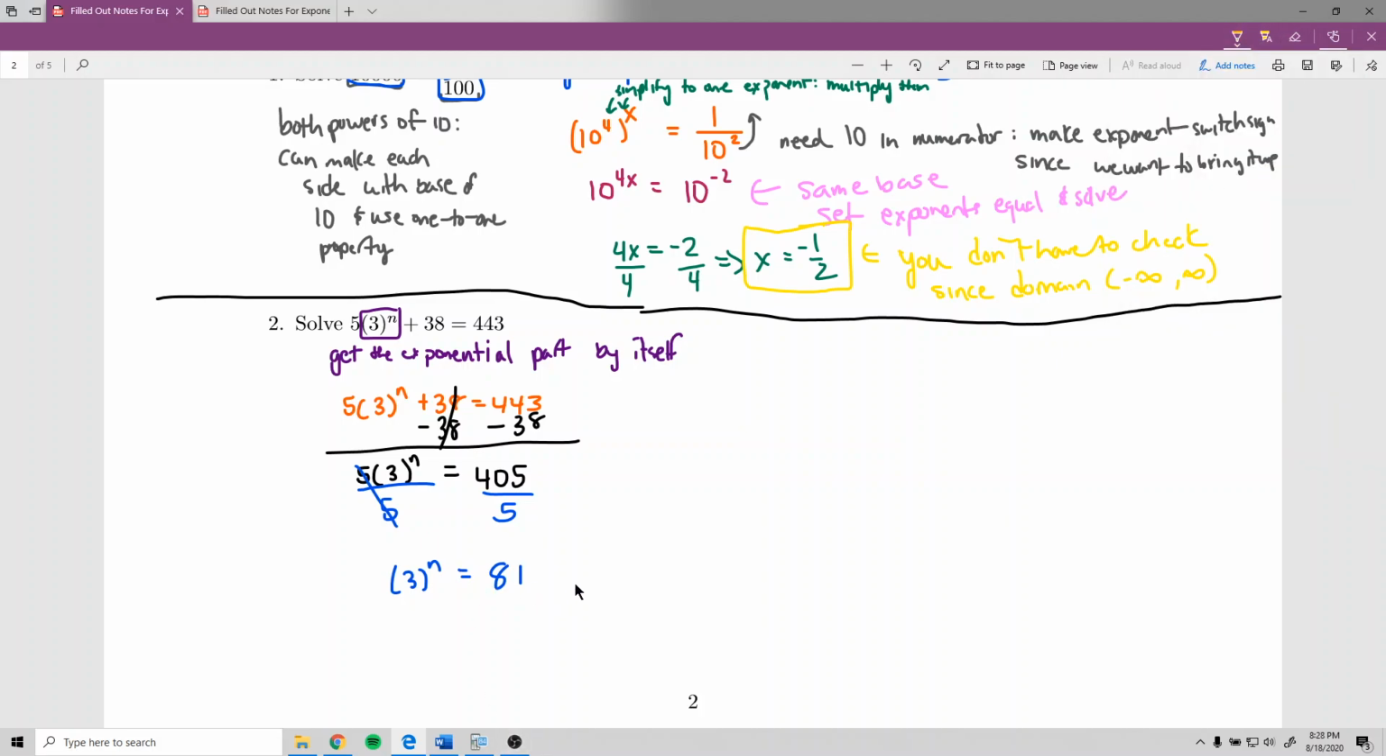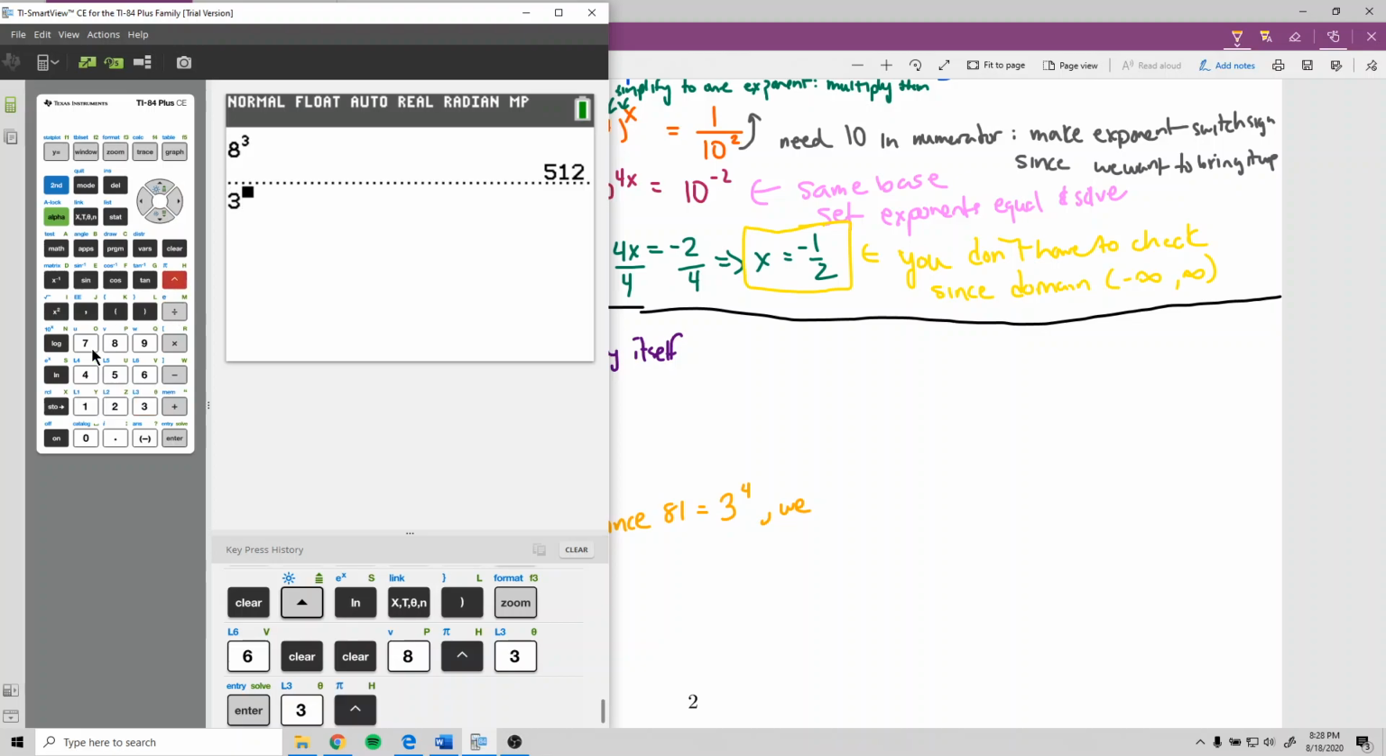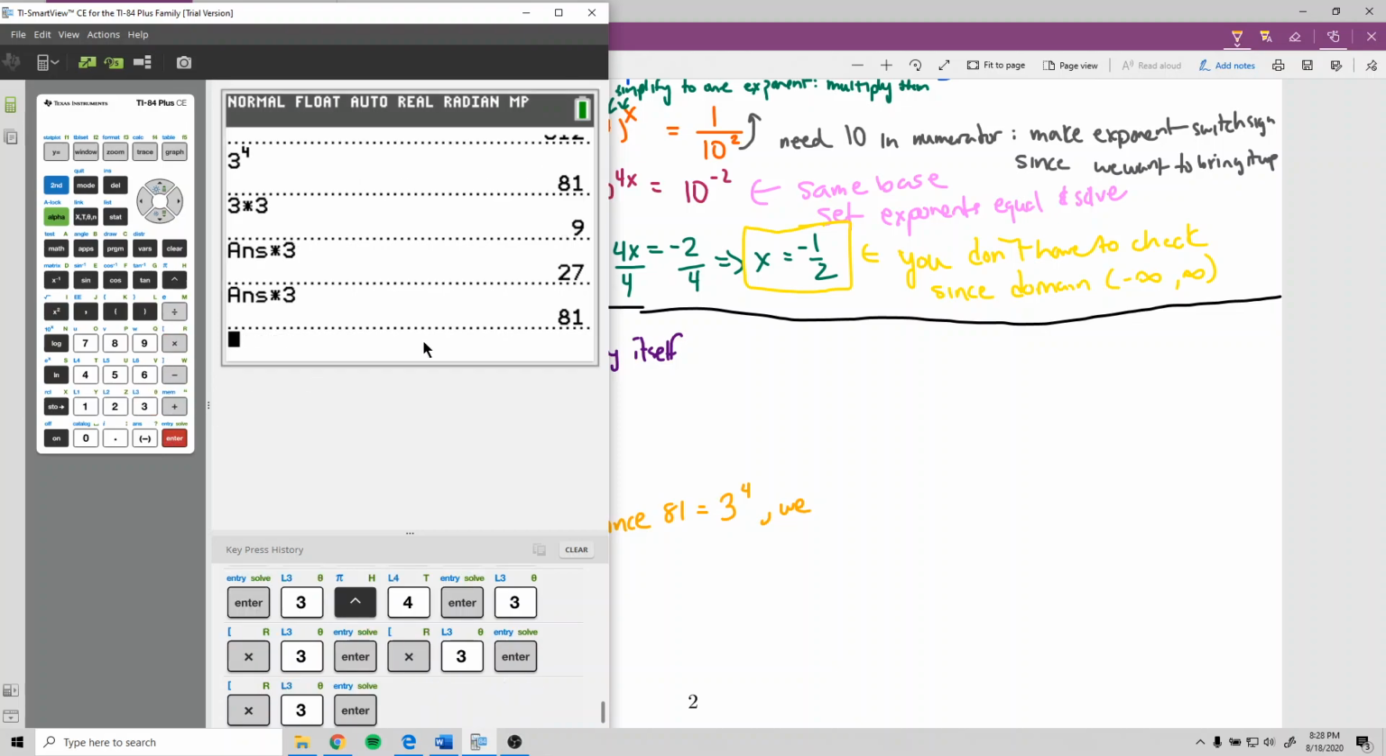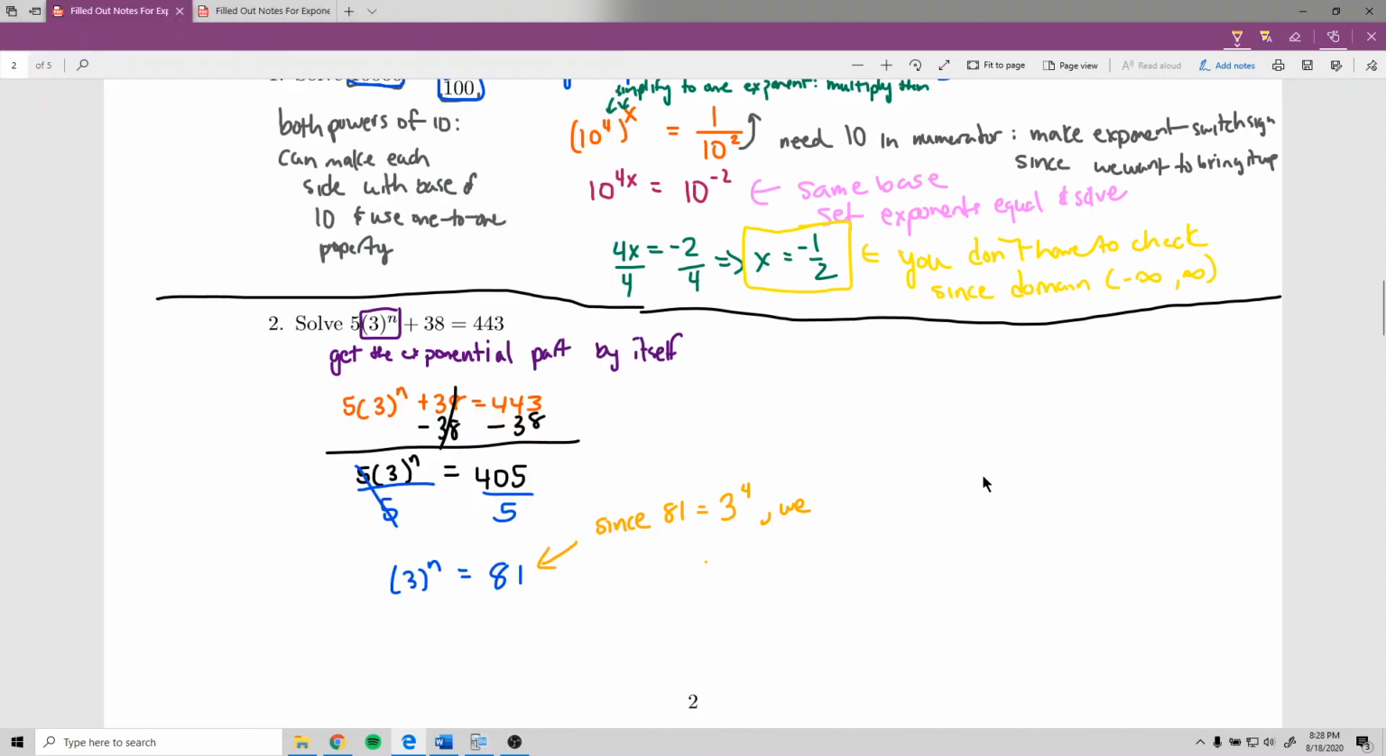Right. Now this one you might not know off the top of your head, but 81 is actually a power of 3, which means we can make the same base. And the power of 3 it is, is the fourth power. So 81 equals 3 to the fourth power. You can check it in your calculator. Now if you're thinking, I don't know that off the top of my head, how did you figure that out? You can just multiply 3 times 3 times 3 times 3. And if you skip over your number, then it's not going to work. But this one works.